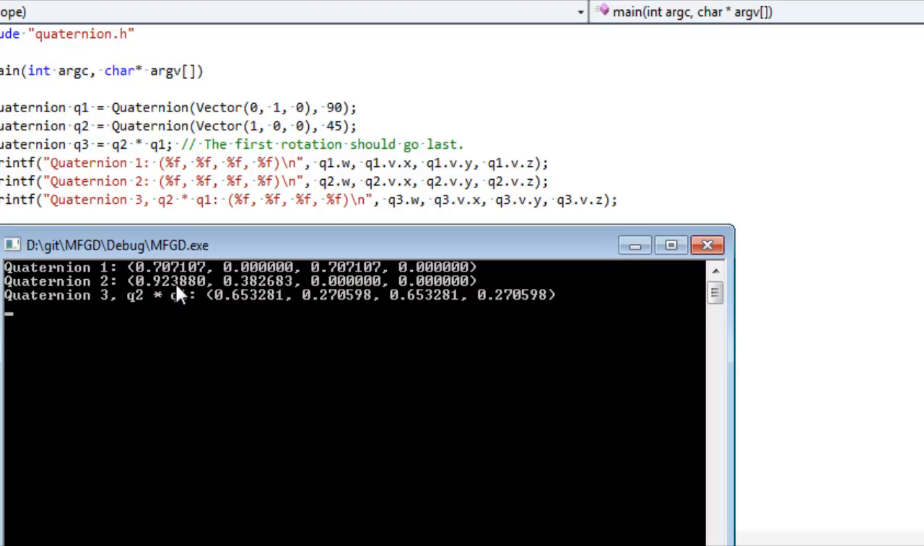The second quaternion is 0.92, and the XYZ values are 0.38, 0, and 0. So its axis of rotation is the x-axis, because this guy is the only non-zero one, and that's the x right there, XYZ. But remember this guy, this is our W, but with quaternions, 1 means no rotation, and 0 means a lot of rotation, means 180 degrees of rotation.